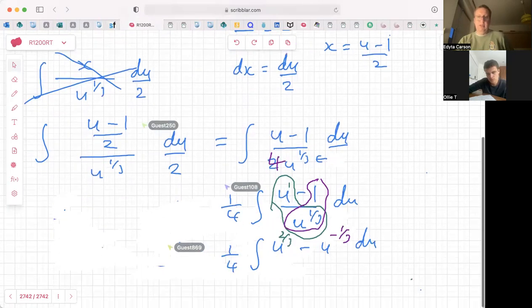expression of u to 2/3 minus u to 1/3 times a quarter, and then you'd integrate that. So usual way, increase the power by 1, divide by new power, and that's your answer.